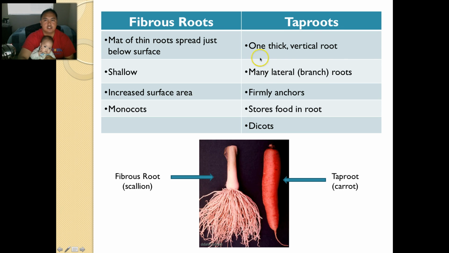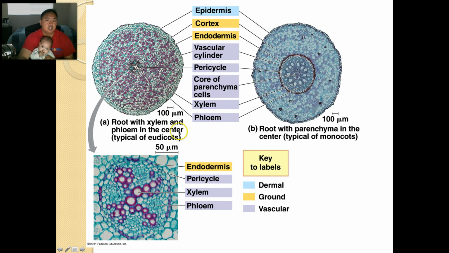Whereas taproots, it's just one vertical root, as you can see right here, has many lateral roots, and it's very strong anchoring to the ground, and it stores food in this root. Dicots are the ones that have taproots. Here's an example. If I cut a root and put it under a very strong microscope, you'll see that this is typical of dicots.